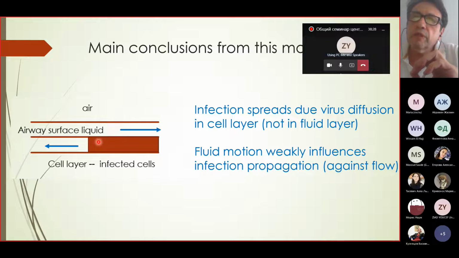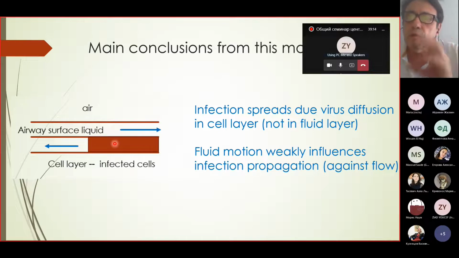So the important conclusion is that virus diffusion, of course, occurs at the same time in the cell layer and in the fluid layer. But what is important is that it basically occurs in the cell layer. In the cell layer, convection, fluid motion, is not important. This is why virus can propagate along the cell layer from the right to the left. It cannot propagate in the liquid layer because it is removed by fluid flow. So this is the important conclusion of this work.